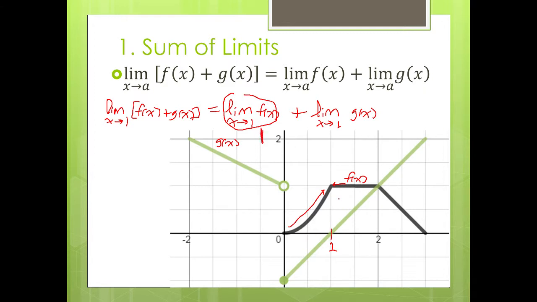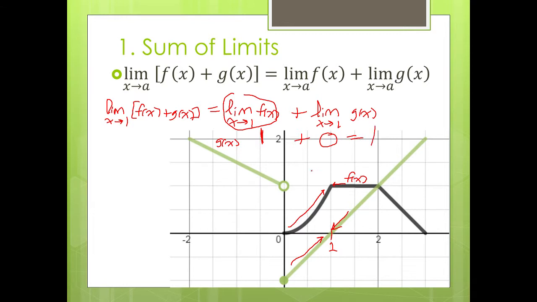Now g of x, same thing. Approaching from the left side goes to a particular number, approaching from the right side goes to a particular number, and that happens to be 0. So altogether, the limit of those two functions is equal to 1.